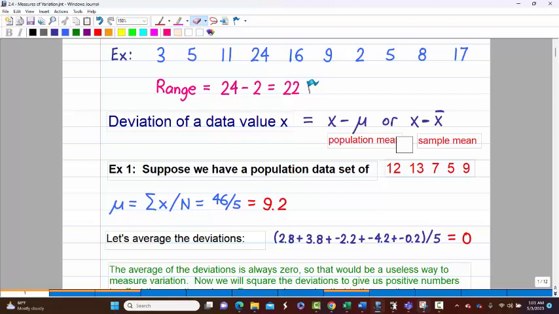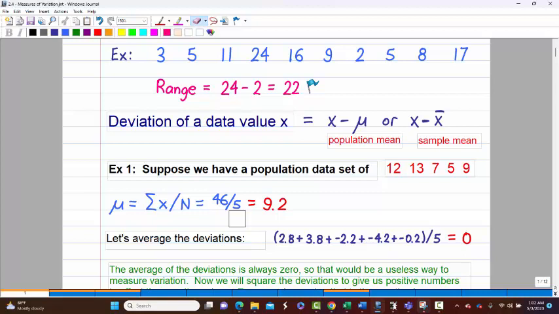Now let's look at this. I'll get a population data set we're going to look at first here. So this is defined to be a population with these 5 numbers. And we're going to calculate mu, which is our Greek letter for population mean. Sum of the X's divided by capital N, which is the population size. So easy enough, 46 divided by 5 equals 9.2.